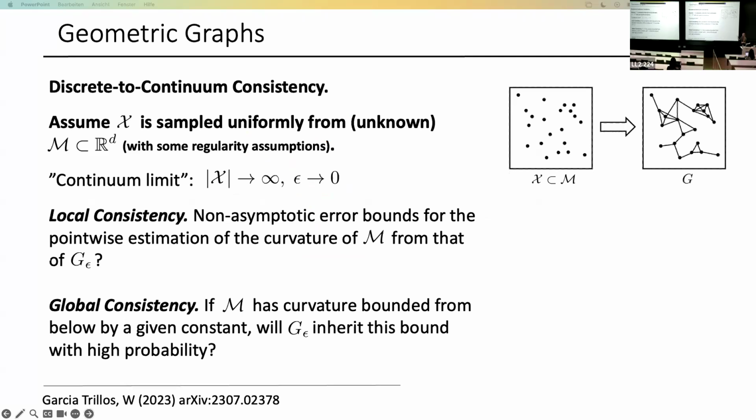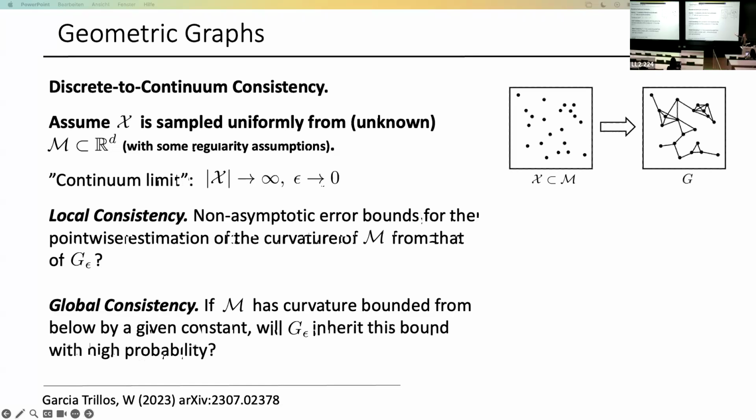If we look at such a graph, a natural question in this context is to say, what can we learn from this graph about the geometry of the manifold from which the data was sampled? Right? We can ask this question or we can ask various different variants of this question.